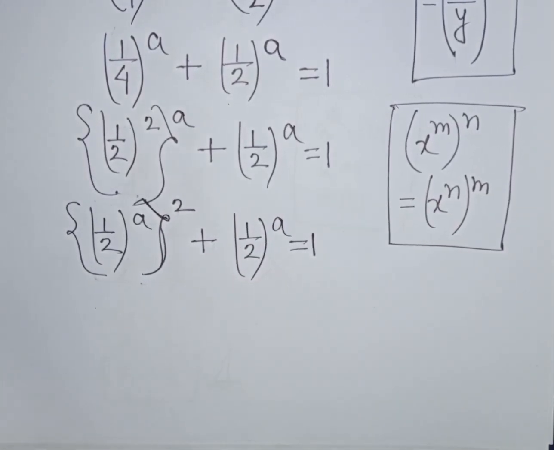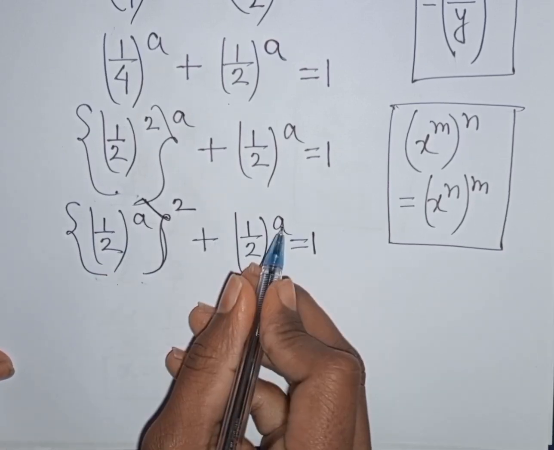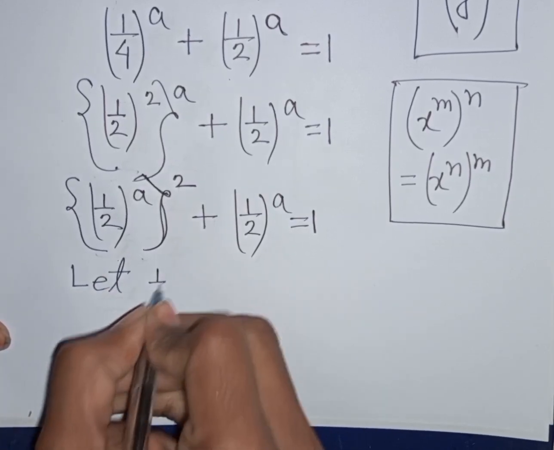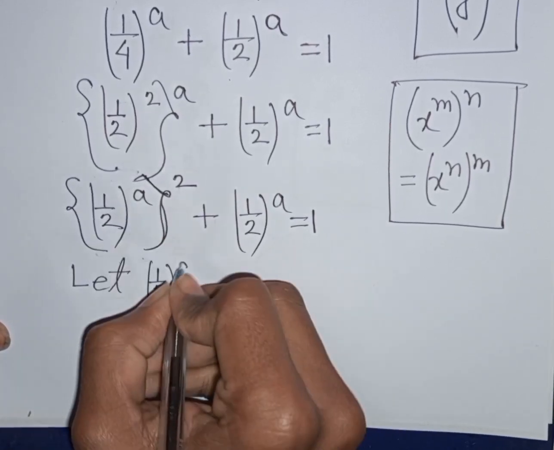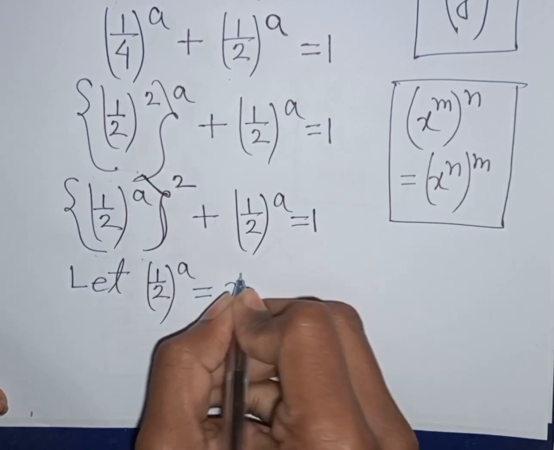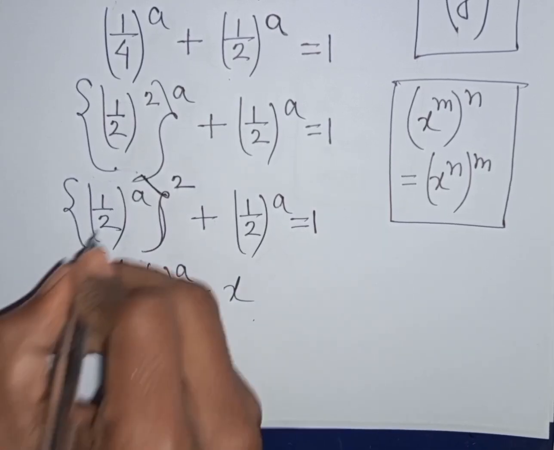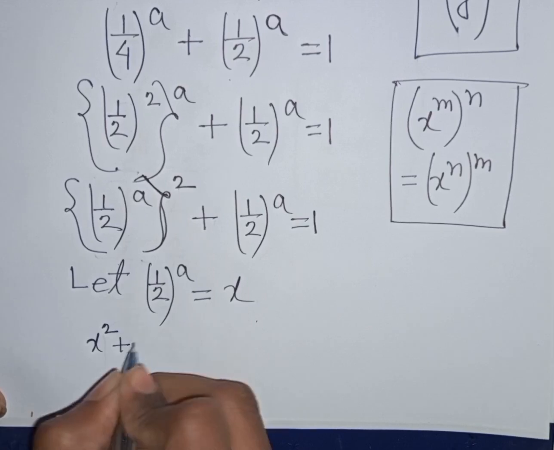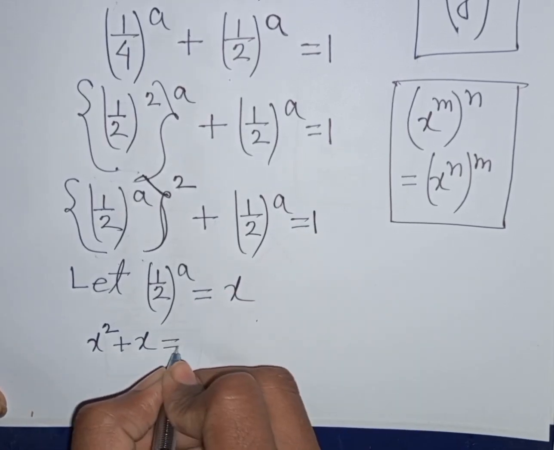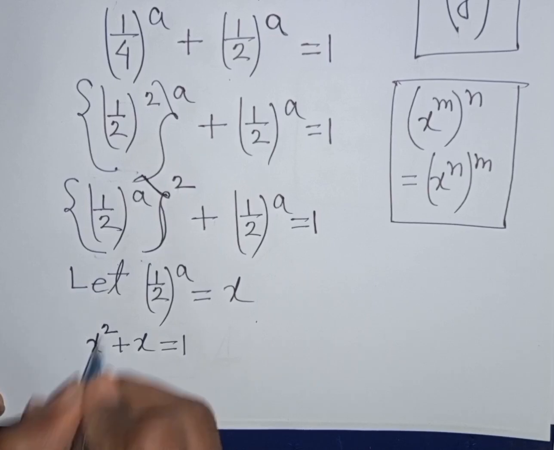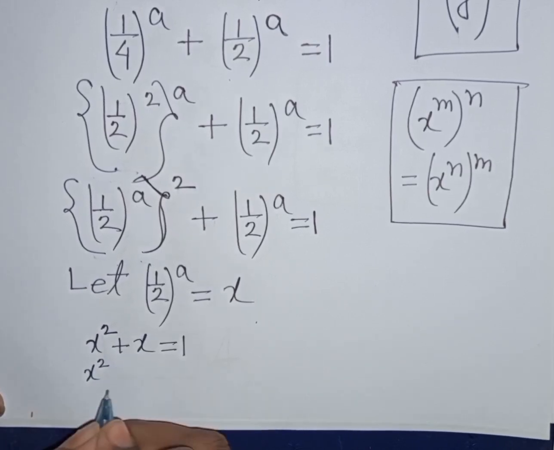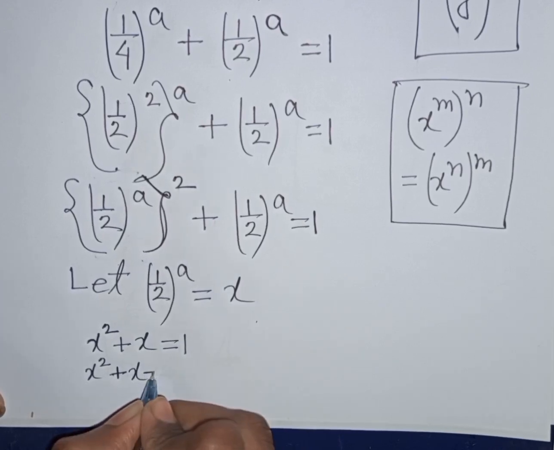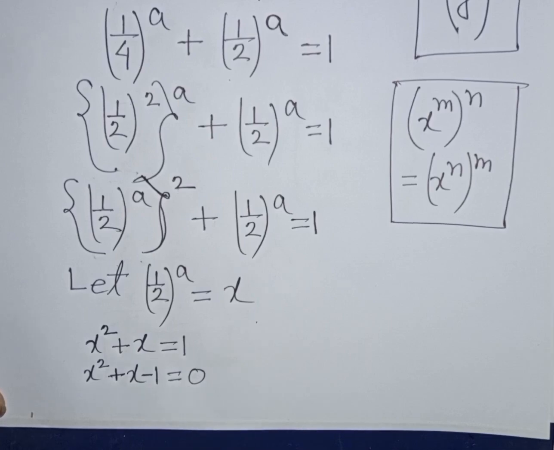Now we see (1 by 2) bracket power a and (1 by 2) bracket power a, both terms are the same. So let (1 by 2) bracket power a be substituted by x. So our equation will be x squared plus x is equal to 1. Now we can write here x squared plus x, then this plus 1 taken to the left side will be minus 1, then is equal to 0.